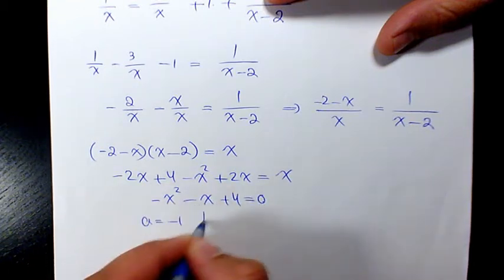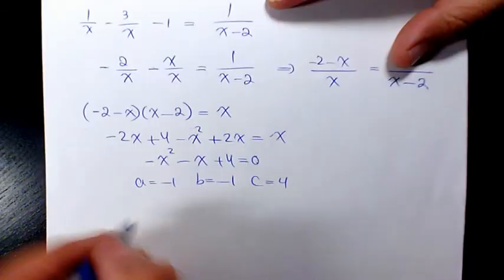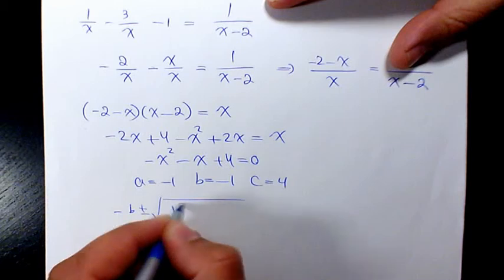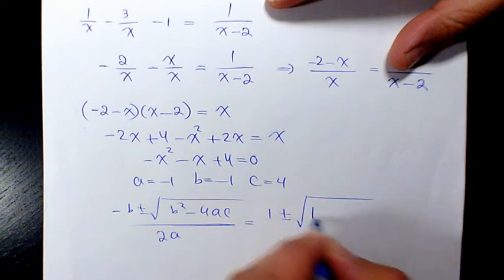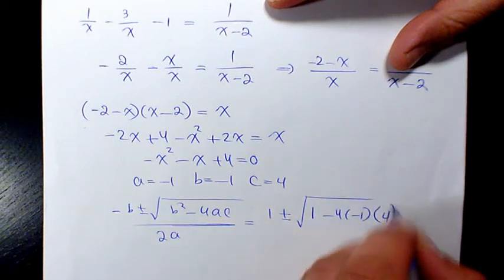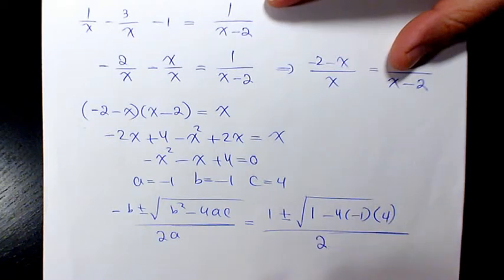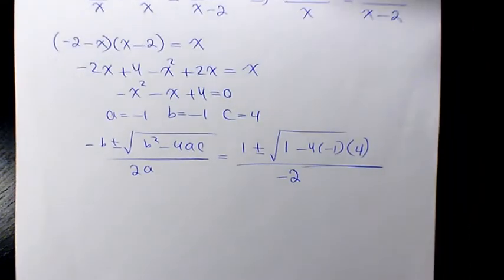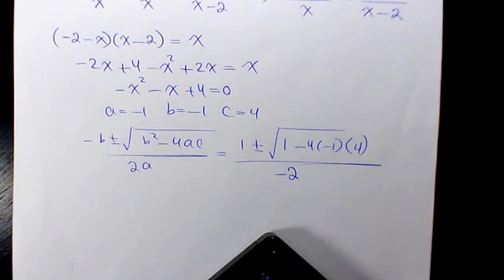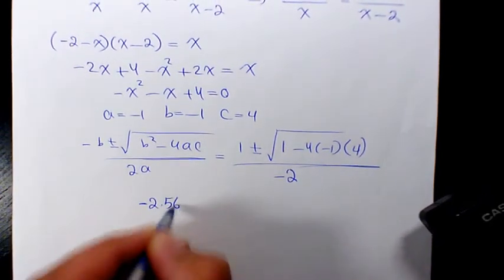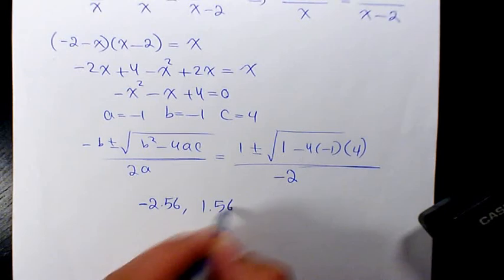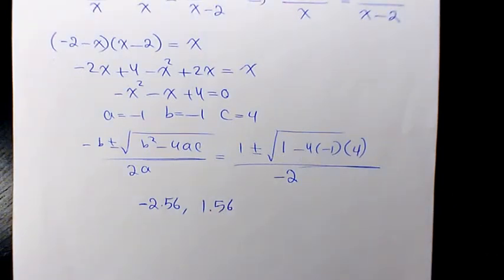So a is negative 1, b is negative 1, c is 4. So we have negative b plus or minus the square root of b squared minus 4ac, over 2a. So that's 1 plus or minus the square root of 1 minus 4 times negative 1 times 4, which is going to be, when you put it in the calculator, negative 2.56 and 1.56 are going to be the two answers.